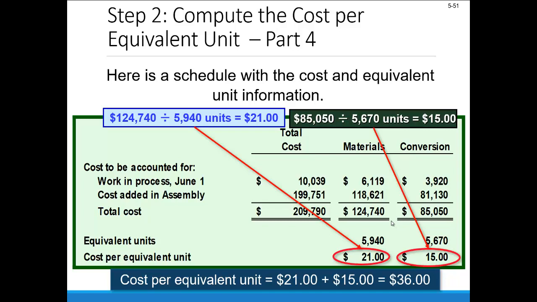Now, if we wanted to know the total cost per equivalent unit, then we can just add the separate costs per equivalent unit together. $21 with respect to materials, $15 with respect to conversion, for a total of $36.